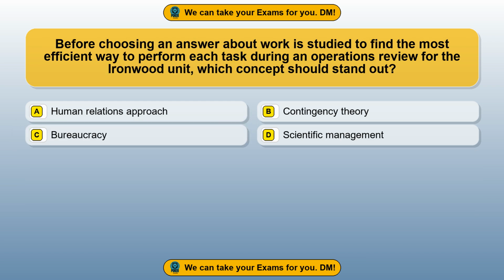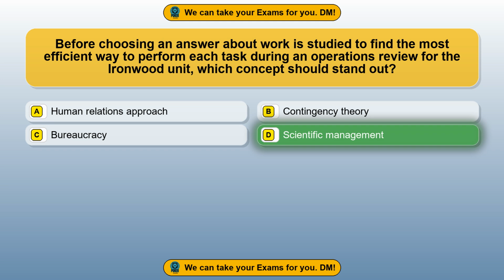Question 22. Before choosing an answer, consider that work is studied to find the most efficient way to perform each task during an operations review for the Ironwood unit. Which concept should stand out? Option A, human relations approach. Option B, contingency theory. Option C, bureaucracy. Option D, scientific management. The correct answer is option D, scientific management.